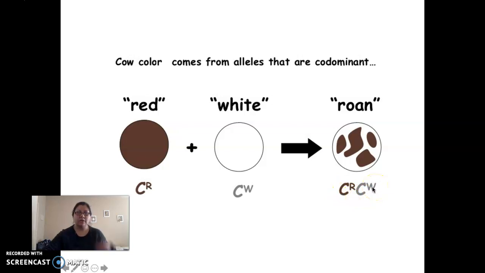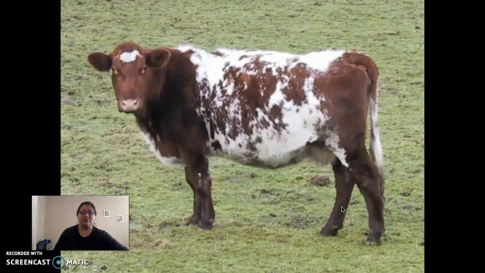So remember, the only way to have a red or a white coat color, you have to be homozygous. So you have to be big C, big R, big C, big R for a red coat, big C, big W, big C, big W for a white coat. Because if you have a heterozygous, that's when you have your roan cow. So in case you don't know, that's what a roan cow looks like.